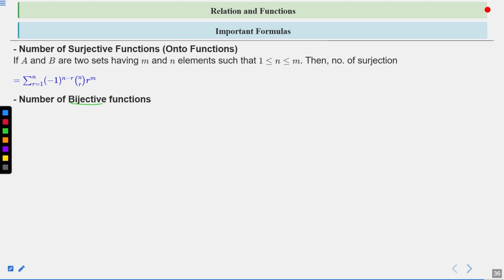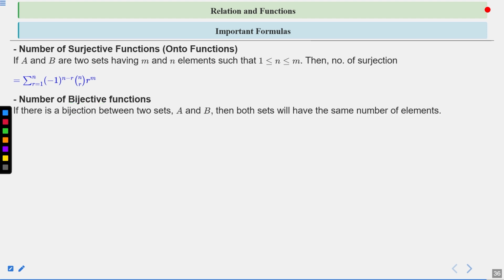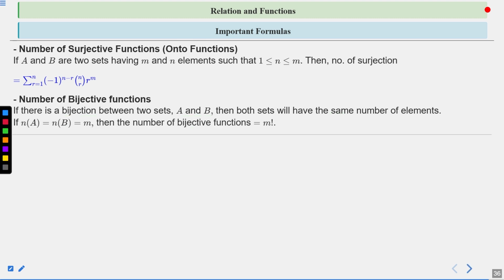Now, what about bijective functions? If there is a bijection between two sets A and B, then we must have the cardinality of both sets the same, meaning the number of elements in both sets must be the same. So, n, the number of elements in A, is the same as the number of elements in B, which is m, then your number of bijective functions is m factorial.